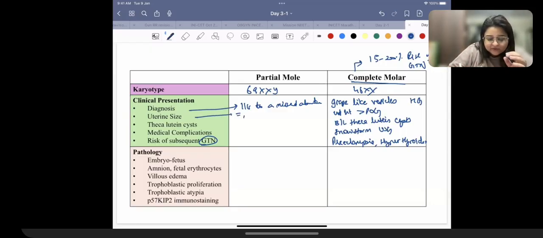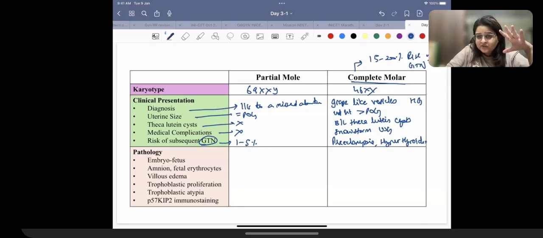Uterine size is equal to POG. It is not more than the POG. Theca lutein cysts are not seen. Medical complications do not occur. And the risk of subsequent GTN is around 1 to 5%, not as high as 15 to 20%. So partial mole is of course milder, not as complex or complicated as complete mole. Risk to GTN is also less, and it doesn't have the typical picture of molar pregnancy.